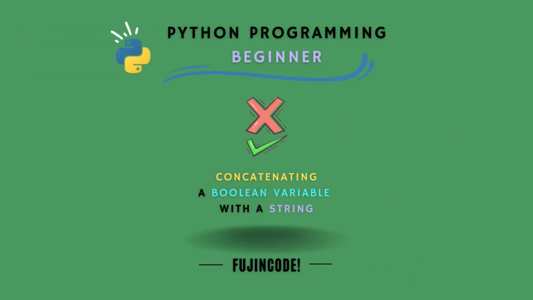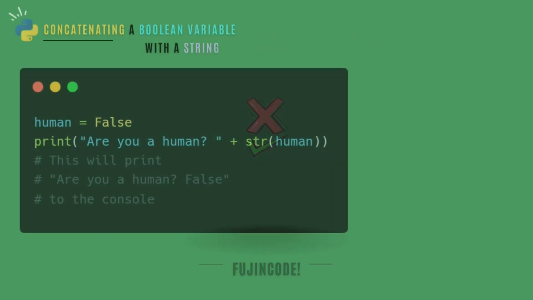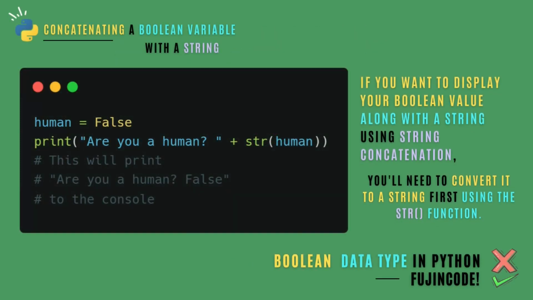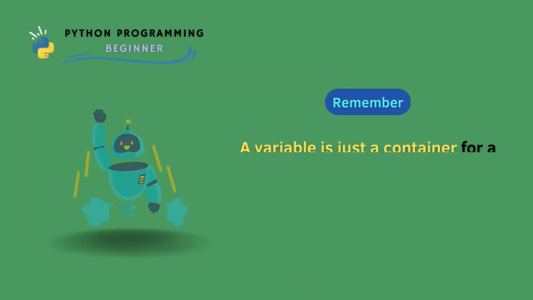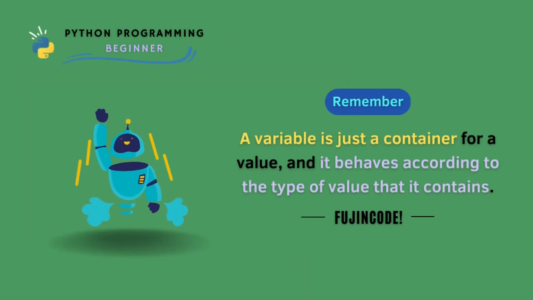Concatenating a Boolean variable with a string. If you want to display your Boolean value along with a string using string concatenation, you'll need to convert it to a string first using the str function. And that's it for variables. Remember, a variable is just a container for a value, and it behaves according to the type of value that it contains.